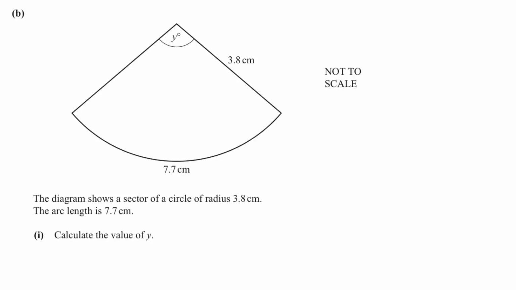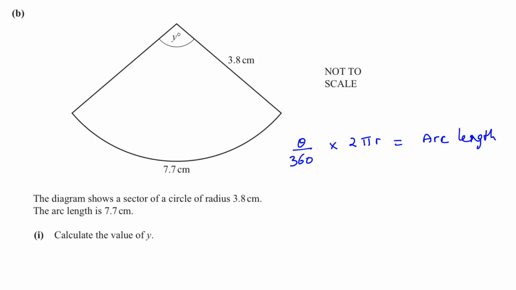Part B. The diagram shows a sector of a circle of radius 3.8 centimeters. The arc length is 7.7. Calculate the value of phi. We can use this formula: theta over 360 times 2 pi r is equal to the arc length.